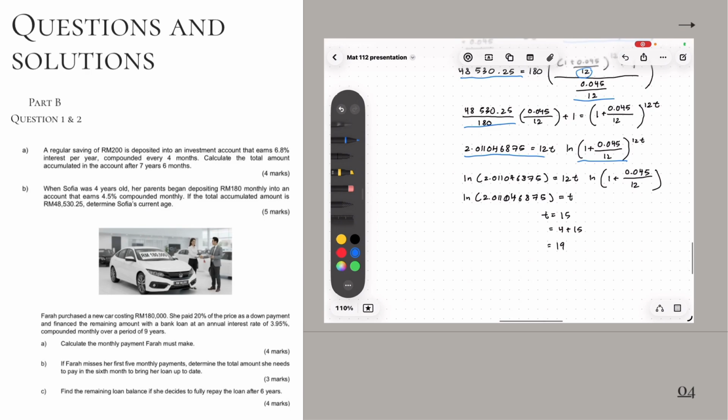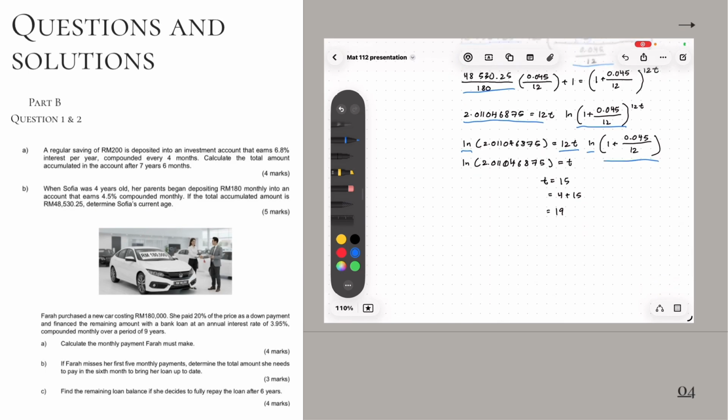After that, we have to use the ln equation, so simply put ln 2.01104 and so on equals 12t times ln of this bracket equation. After this it is pretty straightforward, just put it in the calculator and you will get 15 for the t. Make sure to add the 4 and you will get 19. So Sophia's age is 19 years old.